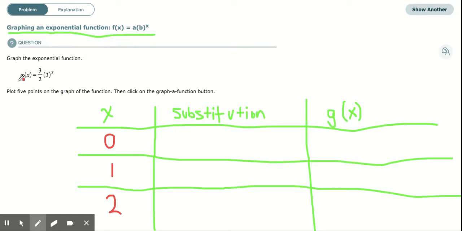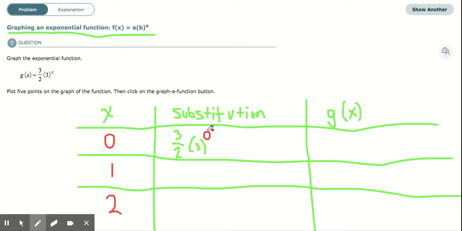And here we have g of x, right? So wherever you see an x, you're going to replace it with this value. So here I'm going to show you what it would look like, all right? So this would be g of 0, right? We would have 3 halves times 3 to the power of 0.